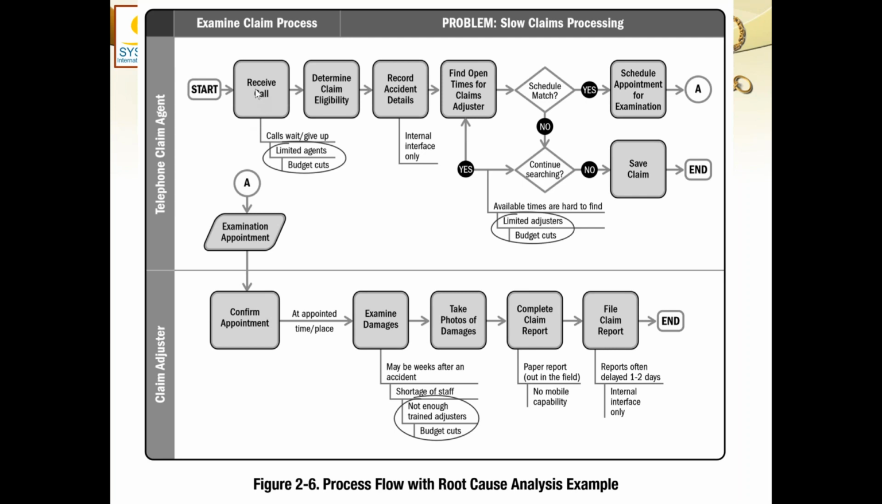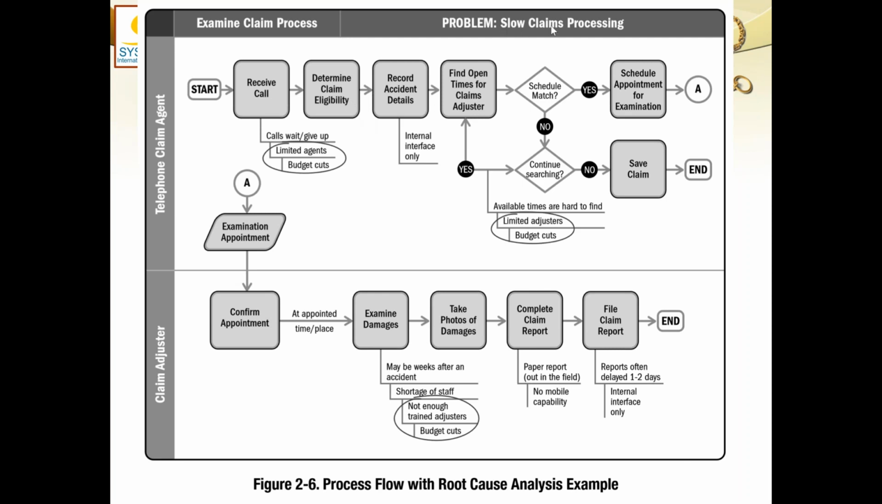Start from the beginning. Is receive call contributing towards slow claim processing? Oh yes, it is. Then what is the cause of that? How does it contribute towards slow claim processing? That is the call wait time. People give up. Okay, why do people have to wait? Because they are limited agents. Okay, why are they limited agents? Because of the budget cuts. So this stream is contributing.